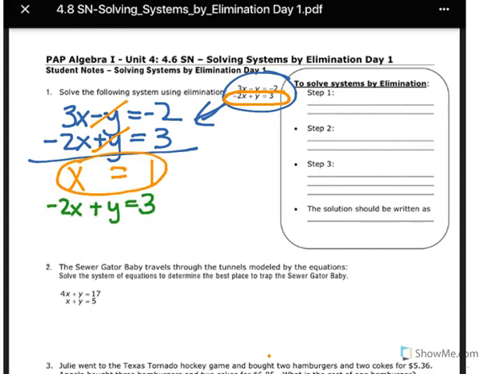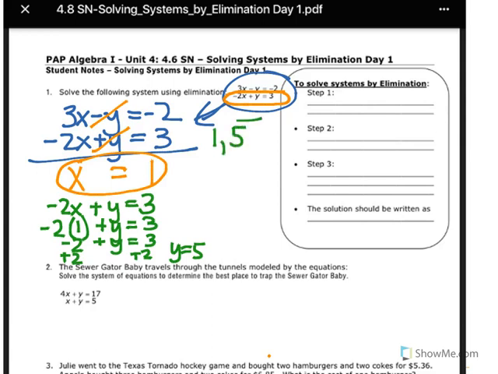Okay, so I rewrote the equation, and now I'm going to put a 1 in for x. Leave everything else the same. So now I have negative 2 plus y. Negative 2 plus y equals 3. I'm going to add 2 to both sides, and so y equals 5. So the ordered pair for this solution is 1 is x and 5 is y. So 1 comma 5. There's our answer.